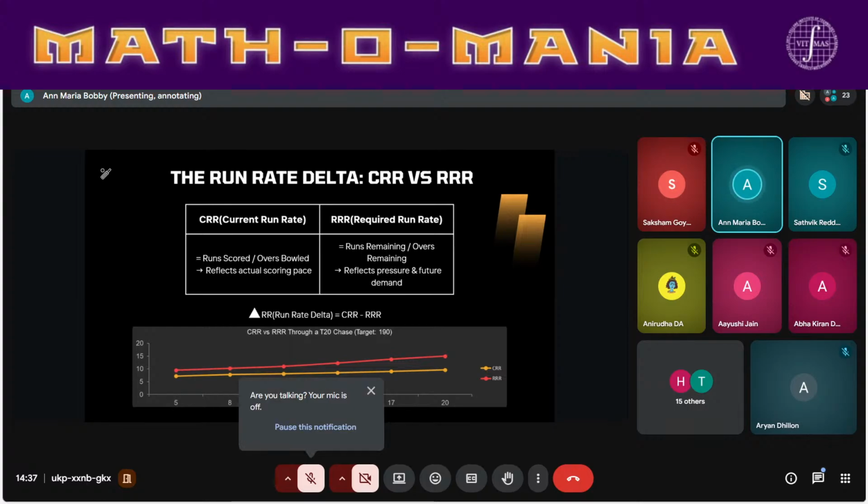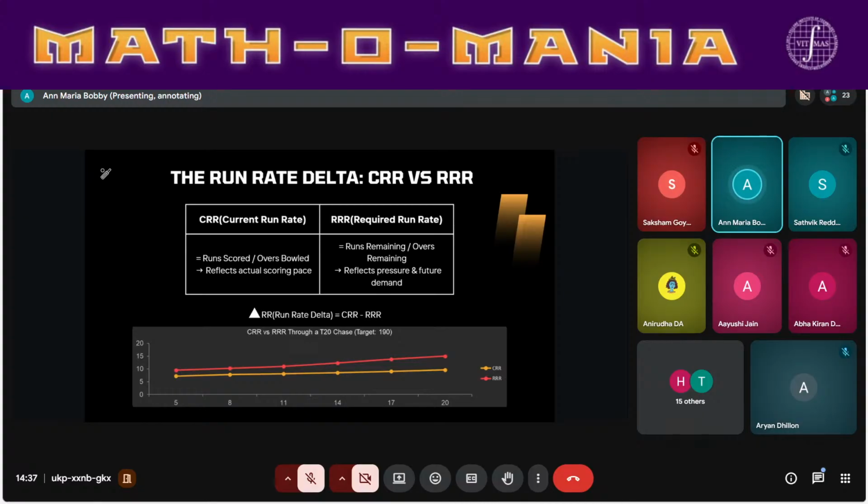So next comes the run rate delta, that is CRR versus RRR. Here CRR is current run rate. Current run rate is nothing but runs scored divided by overs bowled. So this basically measures the actual scoring pace. It tells us how fast the batting team is currently scoring. For example, if a team scores 80 runs in 10 overs, then the current run rate is 80 divided by 10, which is 8 runs per over.